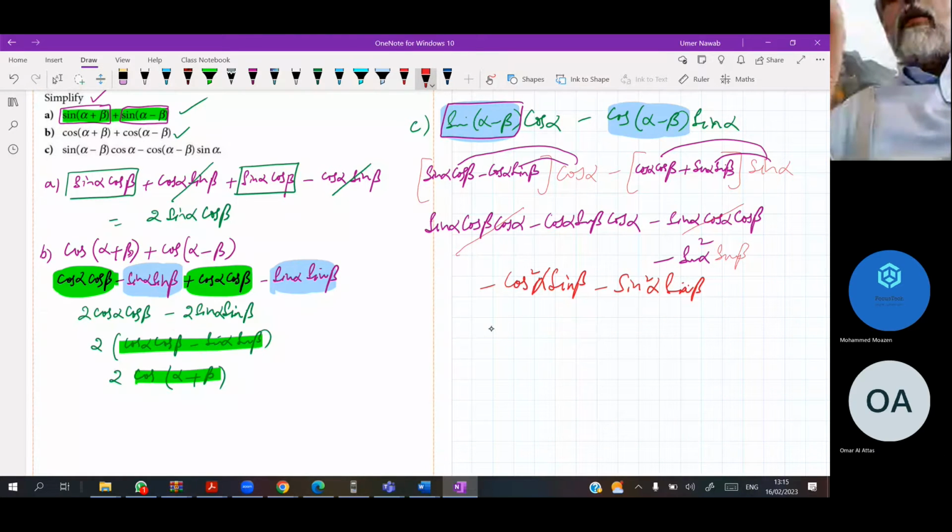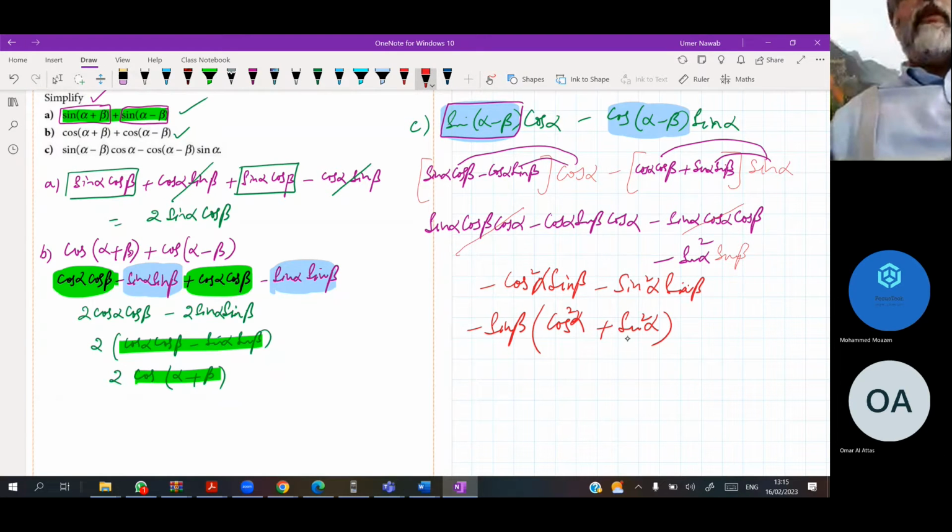I can take minus sine beta common, and I will be left with cosine square of alpha plus sine square of alpha, and that equals 1. And my answer will be minus sine of beta.